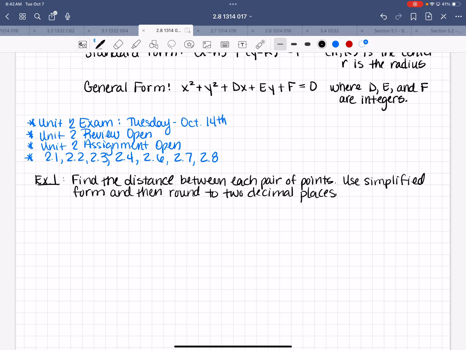Okay? The simplified form is if I have something like the square root of 20, they want you to write that as 2 square roots of 5 to start with, then give the decimal approximation. Okay? So A, I have the points 0, 0 and 3, -4.